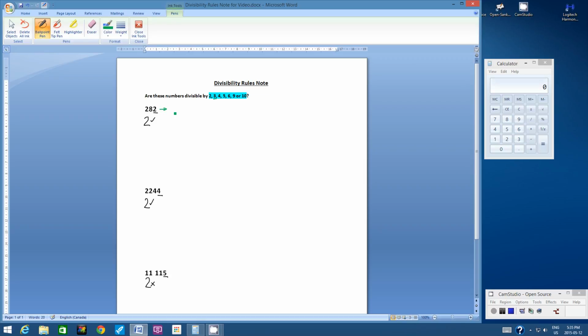I'm going to use green for this. So 2 plus 8 plus 2. I can do mental math. 2 plus 8 is 10, 10 plus 2 is 12. So I've added up all of the digits in that number to get a sum of 12. Now, is 12 divisible by 3? In other words, if we divide that number by 3, do we get a whole number? Yes, we do. We get a whole number of 4. So that means that 282 is divisible by 3.